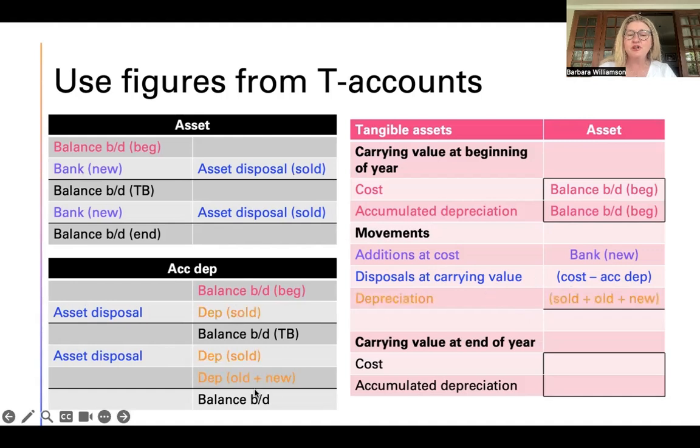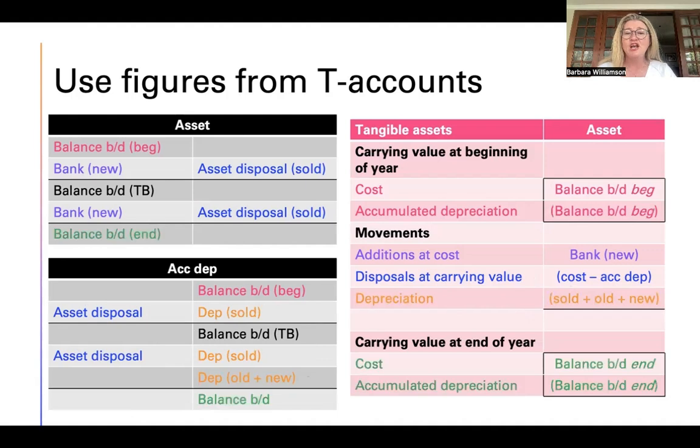And then you pop in your depreciation. Obviously, this is all the middle entries in the accumulated depreciation. Notice that you do include the depreciation on the sold item because it was still depreciation, because there was a period of the year when you still had the asset and you needed to incur that expense. Lastly, you put in your cost and accumulated depreciation at the end.